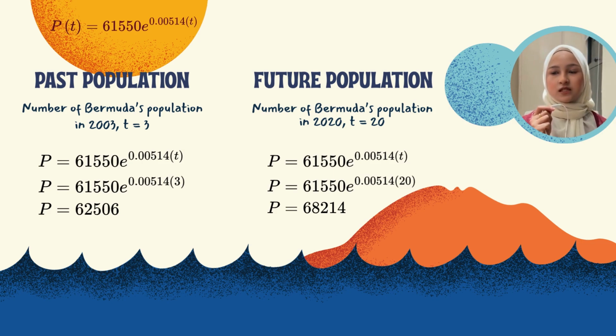Okay, so we applied the particular solution to predict Bermuda's future population and past population. We're using the particular solution, which is P(t) equals 61,550 e to the power of 0.00514t. For the future, we use t equals 20, which is the year 2020, and we got 68,214. For the past, we use t equals 3, which is the year 2003, and we got 62,506.